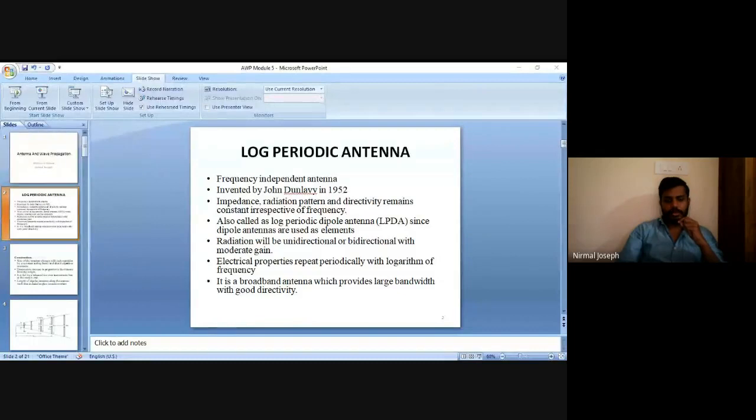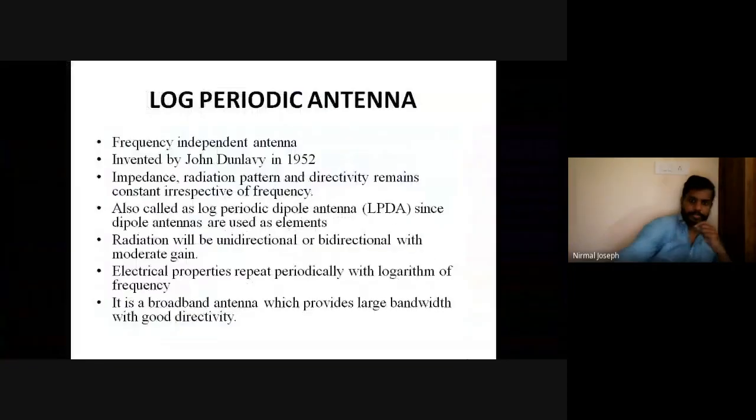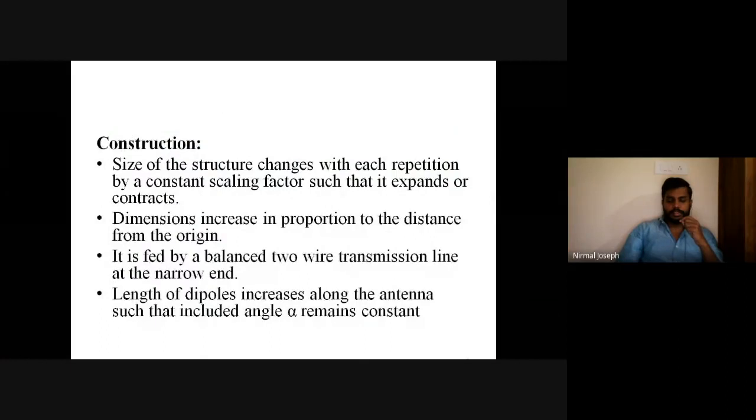The basic thing is this log periodic antenna is a dipole antenna, or a dipole array. Okay, and it has a relationship with log. What is that relationship? That is what we have to see now. We are just going through the frequency independent characteristics and the electrical properties of this antenna. Now we have to see what significance this log term has. So we will see in the construction. From the construction we will understand the log nature of the antenna.